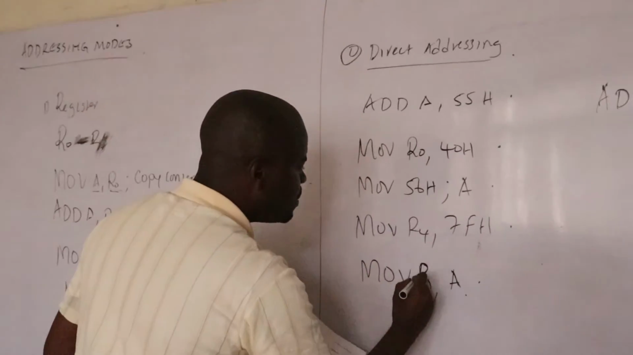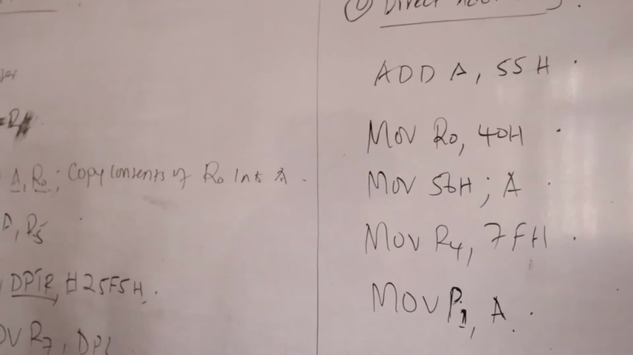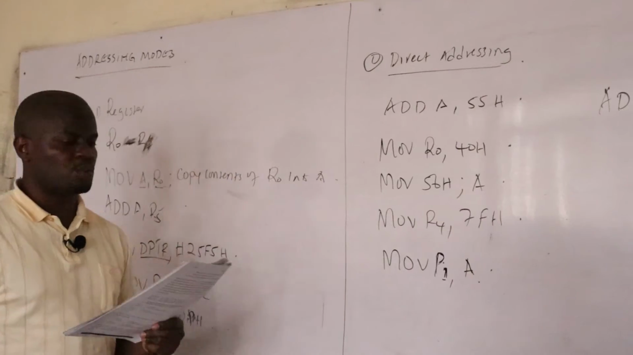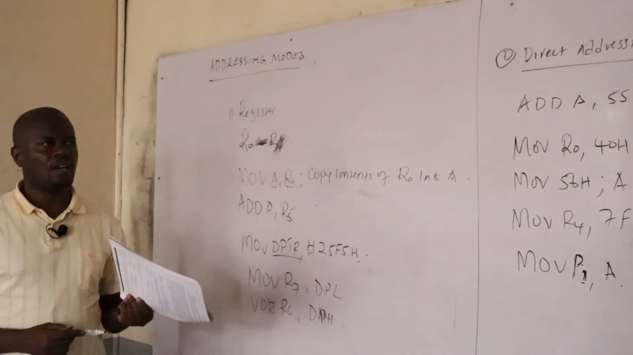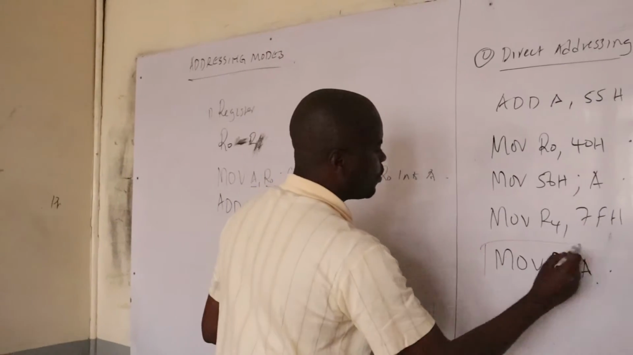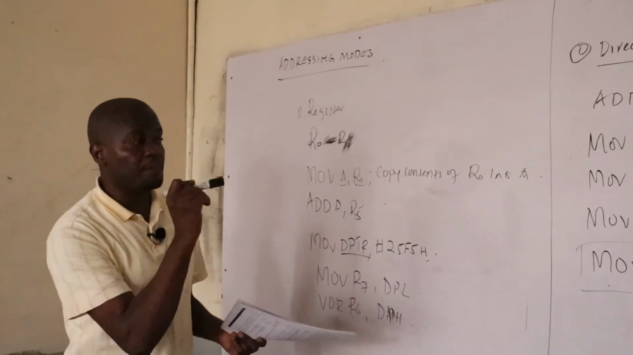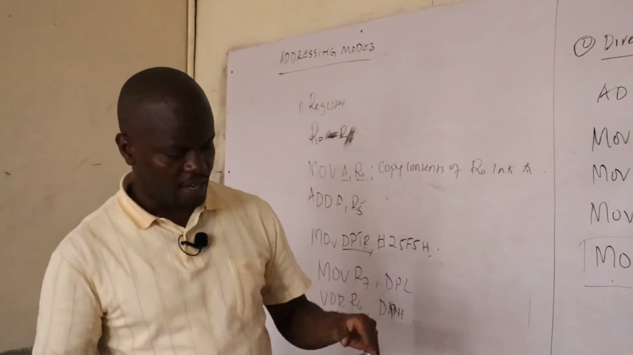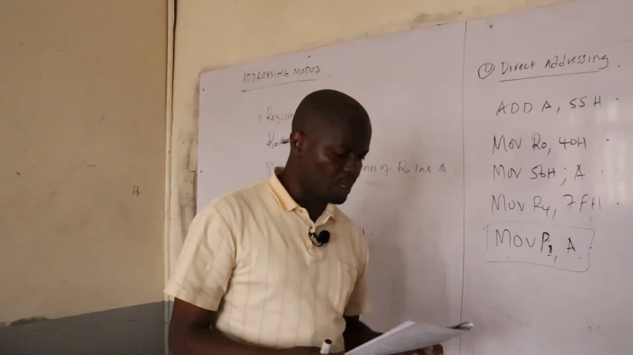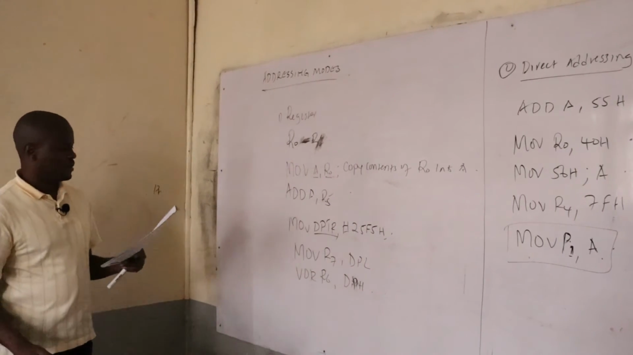So you can see that this P1 is port 1, and it is actually a memory location, and it is always addressed. For example, you'll find that port 1 is addressed maybe 90H as its memory location. So in that case, this one also can be considered under direct addressing, because port 1 will be given a certain memory location, and that one is where it will be addressed.